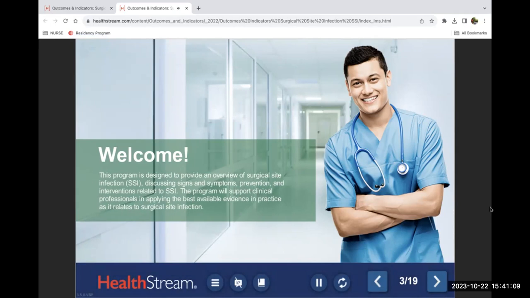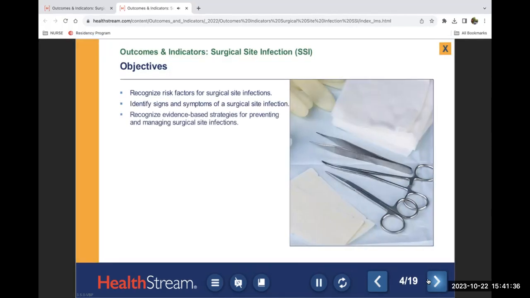This program is designed to provide an overview of surgical site infection, SSI, discussing signs and symptoms, prevention, and interventions related to SSI. The program will support clinical professionals in applying the best available evidence in practice as it relates to surgical site infection. After completing the course, the student should be able to recognize risk factors for surgical site infections, identify signs and symptoms of a surgical site infection, and recognize evidence-based strategies for preventing and managing surgical site infections.